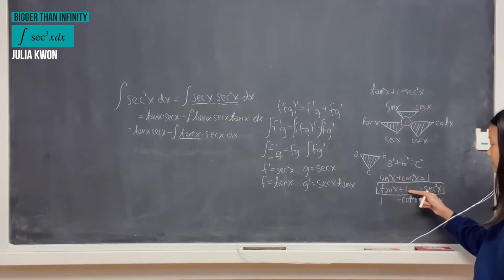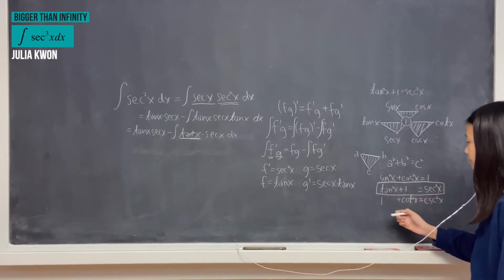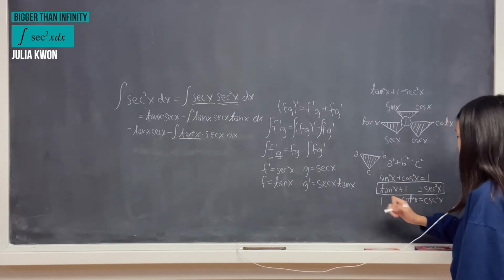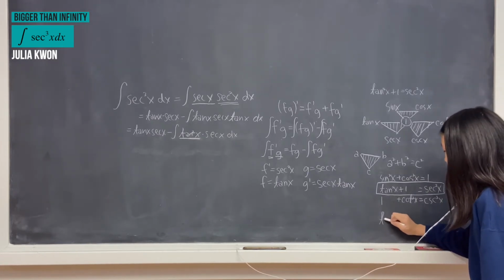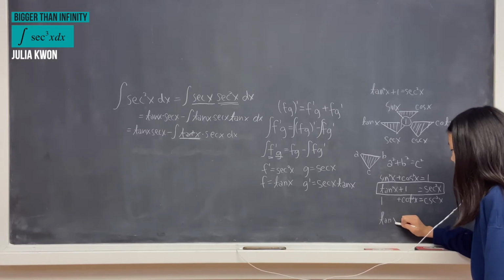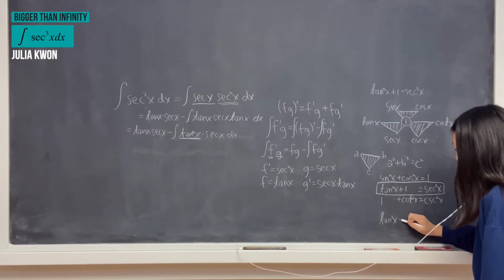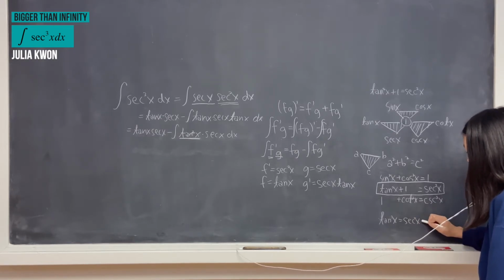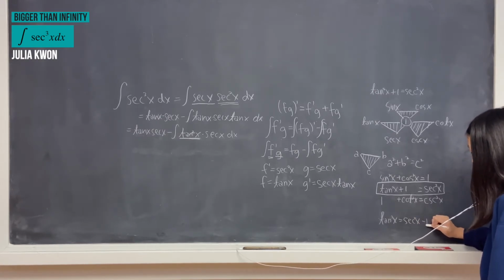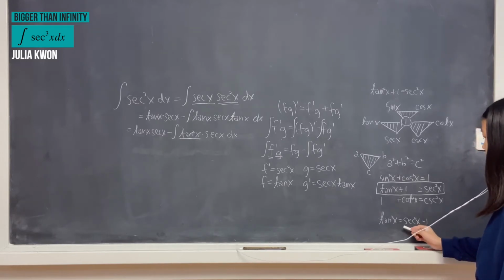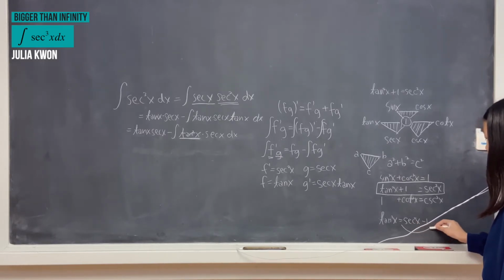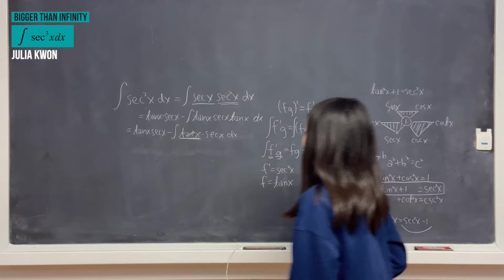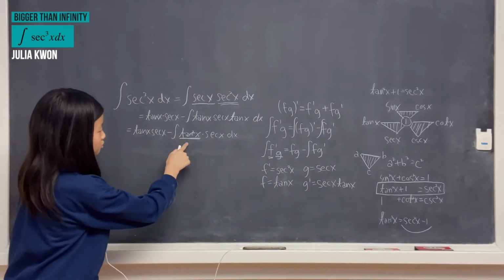Now, if we subtract 1 on each side, then we would get tangent x squared equals secant x squared minus 1. So now I would like to just substitute this part into tangent x squared here.